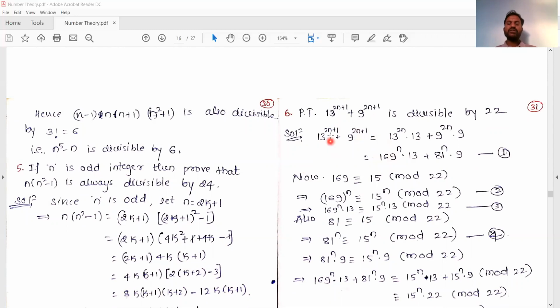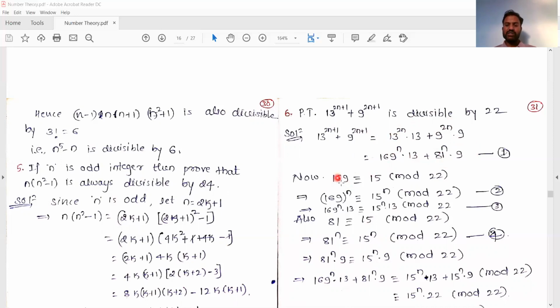We will consider 13 to 2n plus 1 plus 9 to 2n plus 1, that is equal to 13 to 2n into 13 plus 9 to 2n into 9. Then 13 to 2n means 13 square whole raised to n. 13 square is 169, so it is 169 raised to n into 13 as it is, plus similarly here 9 square raised to n. 9 square is 81, 81 raised to n into 9 as it is.